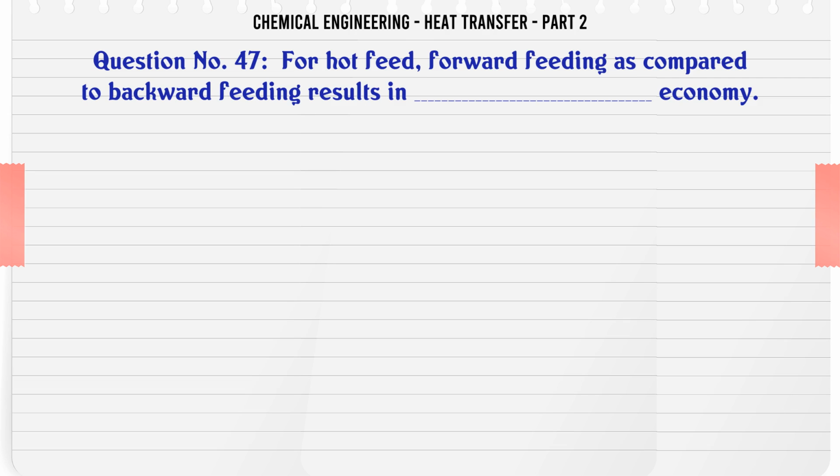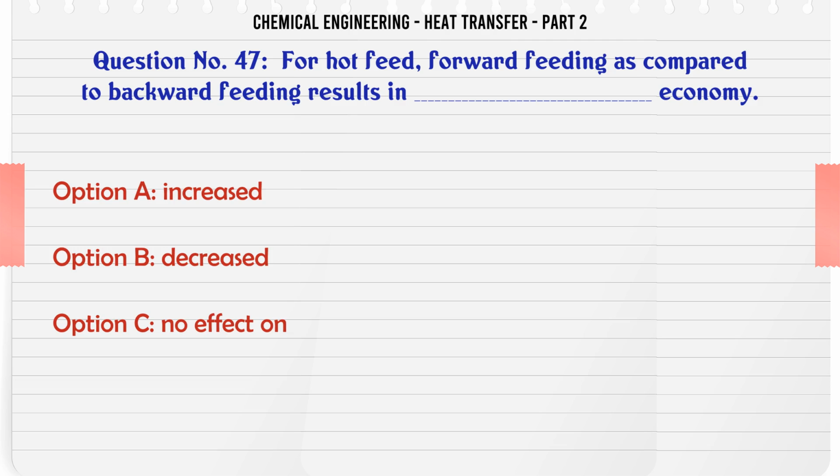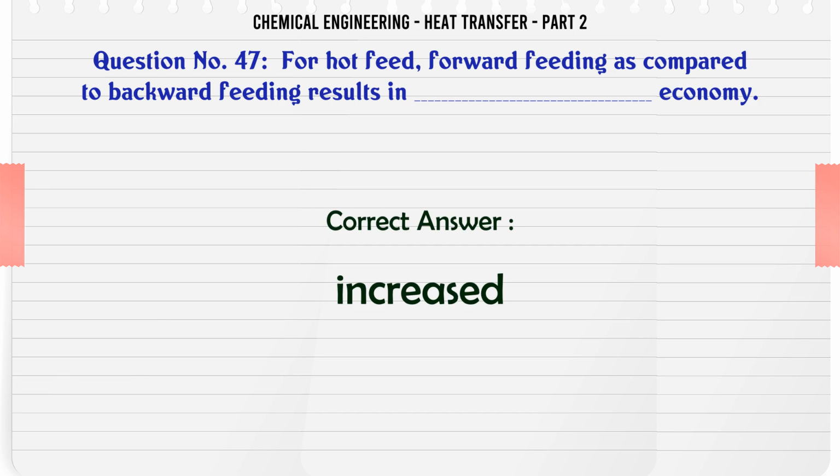For hot feed, forward feeding as compared to backward feeding results in what economy? A. Increased, B. Decreased, C. No effect on, D. None of these. The correct answer is increased.